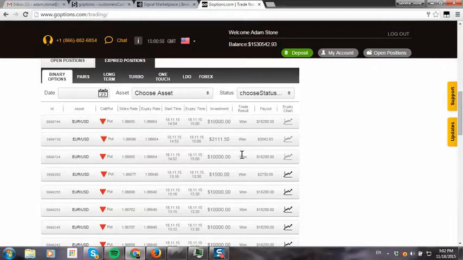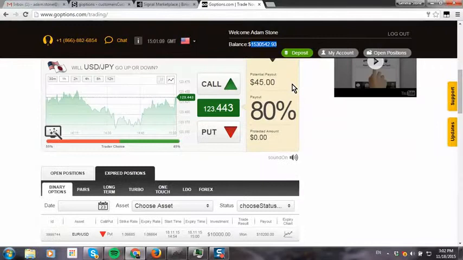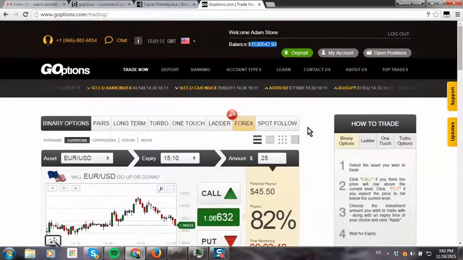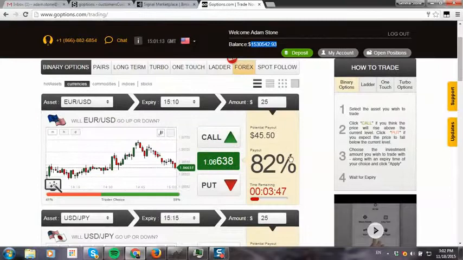Okay, so that's huge profit, and you can see that in my balance, it's gone from just over 1,500,000 to 1,530,000 and change. So I've just made another pretty much $20,000 right in front of you in about 5-10 minutes. This is what we do all day long at GOptions.